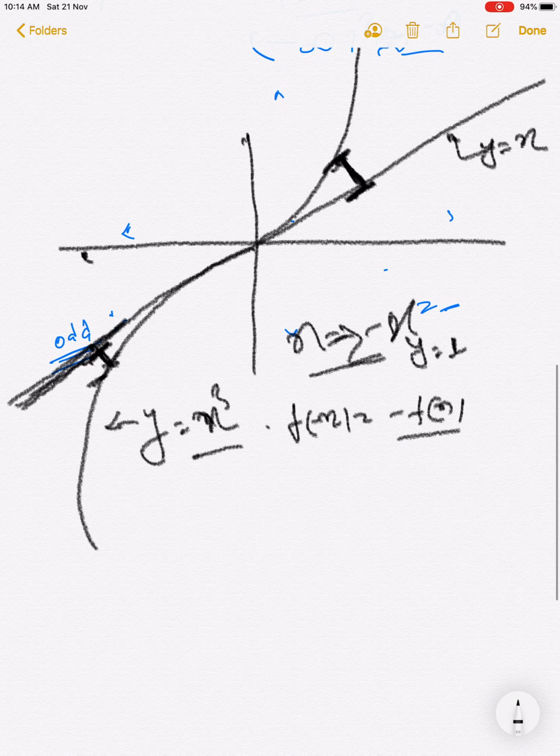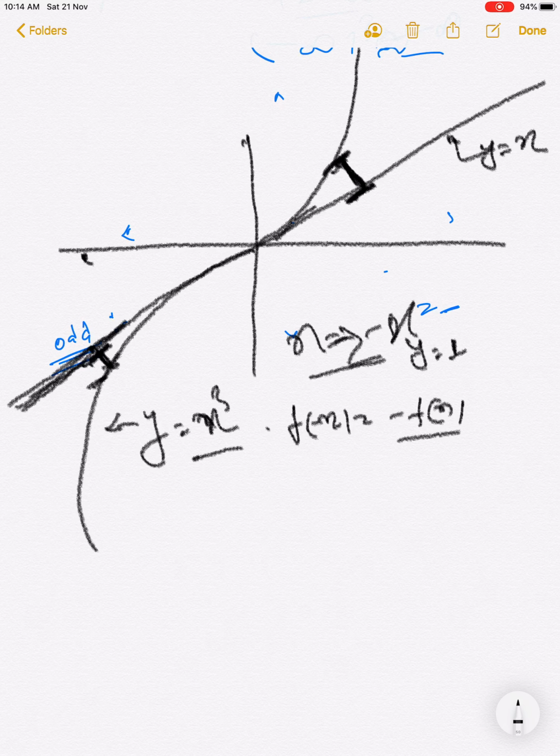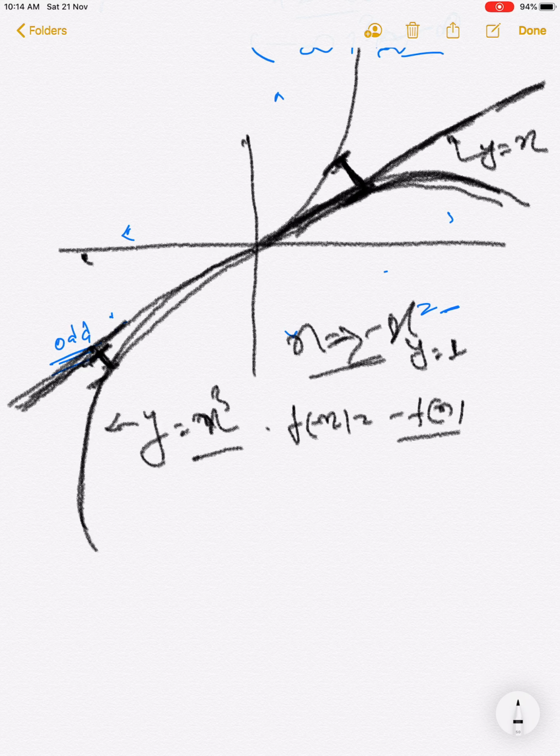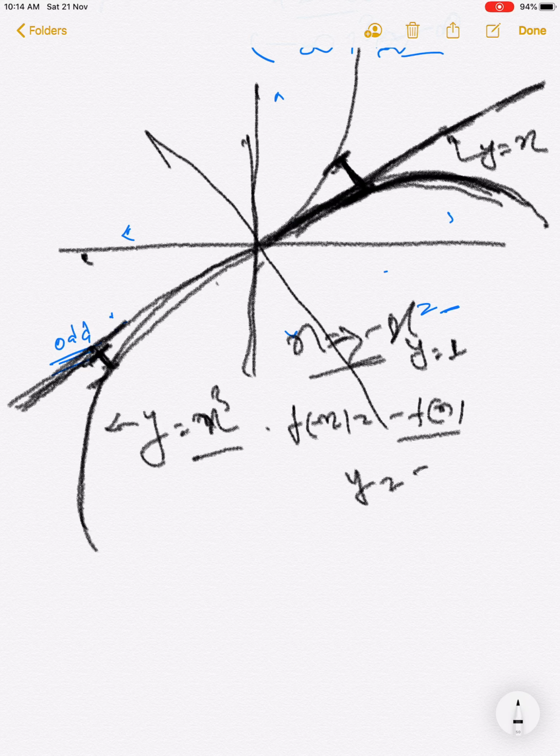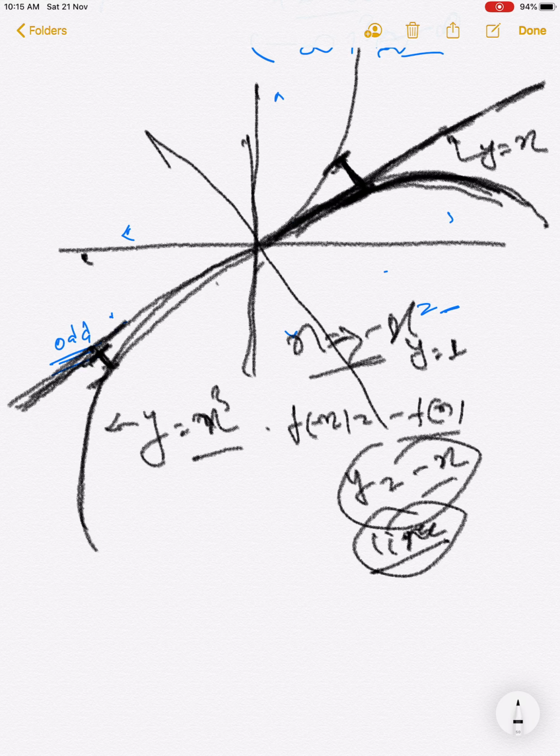Or we can also see that if you take the reflection in the line y equal to x, for the upper side, just like in an even function we take reflection about the y-axis only, here we take reflection on y equal to x for the upper part, then it will be symmetric about the y equal to minus x line.